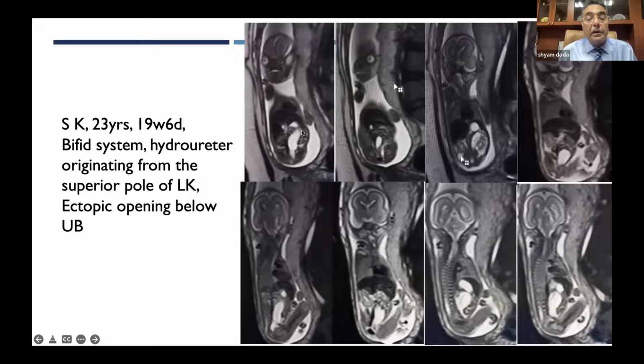And you can see here that this patient had a bifid system in the left kidney, and this is the dilated ureter, which is going down, and this is going quite lower down in the lower pelvis, and it's coming almost to the surface of the skin. So this indicates that most likely there is ectopic opening of the upper moiety with a bifid system.